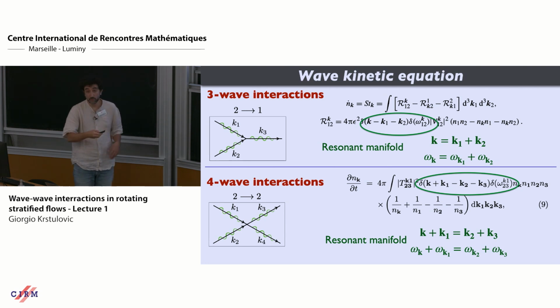This is really related to the conservation of the momentum of the system. And this one here tells you that the frequency also has to adapt. So this defines a manifold in Fourier space, which we call the resonant manifold. So all the dynamics of the waves lives in this manifold. Similarly for this case, you have the same, but now there are more waves.